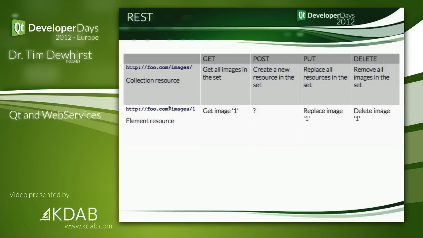So you've got something describing what the resource is, and then you've got a series of verbs that operate on that resource. You can extend that, and you can have an element resource. So if we've got an ID for an image, image number 1, then a get will obviously get image number 1. A put will replace image number 1. Delete will delete image number 1. And a post in this context doesn't really make much sense. So you don't have to implement all of the verbs. That's fine. But hopefully you get the idea.